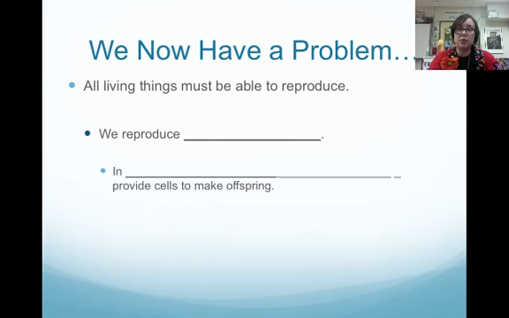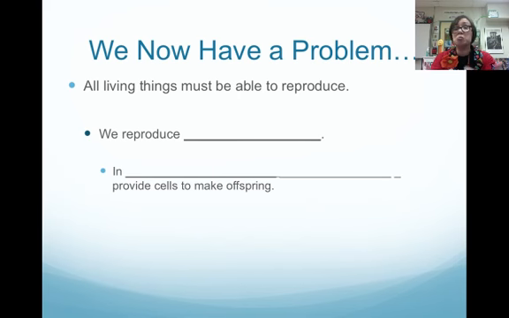But there is a problem. All living things have to be able to reproduce. We know that reproduction is one of the 5 characteristics of life that we talked about at the very beginning of the year. But we don't reproduce asexually, and we know the last time we talked about mitosis that mitosis is used only for asexual reproduction when we want to make clones.